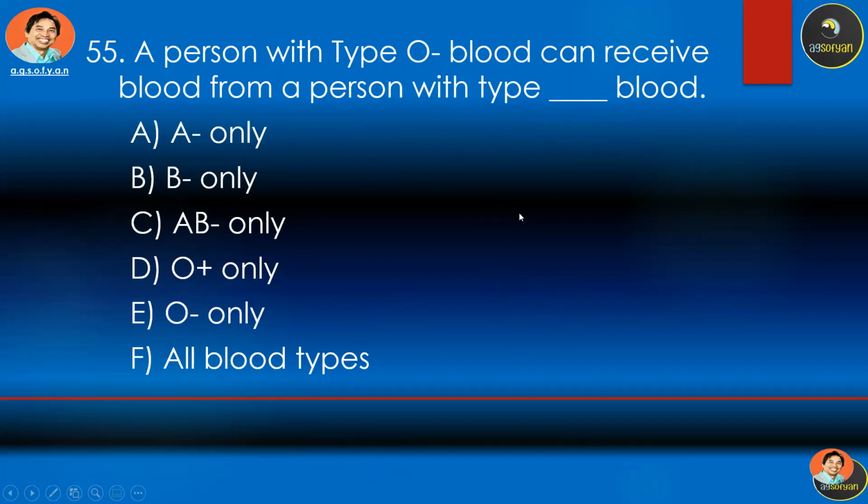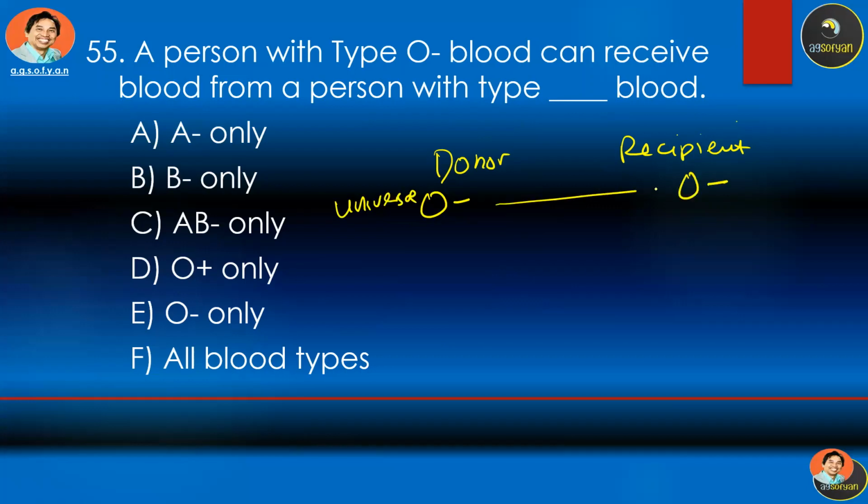A person with type O negative blood can receive blood from a person with type blank blood. So donor, recipient. The universal donor is O negative. If he is O negative, then he can only receive from O negative, because O is a donor, not a recipient. So he can only receive from one blood type.